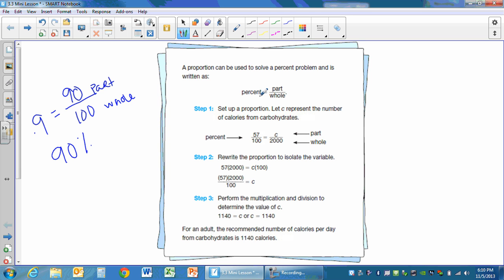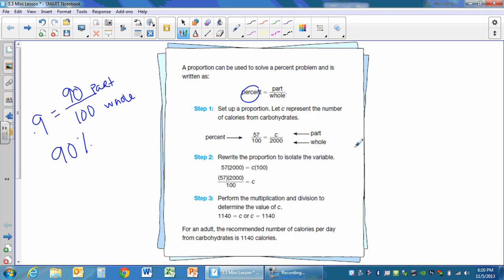So again, to find a percent, you use the fraction part over whole. Step 1 says to set up a proportion. Remember, a proportion is two ratios set equal to each other. It wants you to let C represent the number of calories from carbohydrates. So you're going to take your percent, and the story above told us that 57% of your calories should be from carbohydrates. Percents are always over 100. Okay, so they put 57 over 100 because that's your percent, and then we're trying to find out how many calories out of the total 2,000 per day recommended.